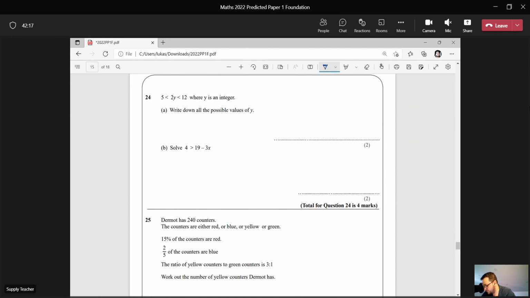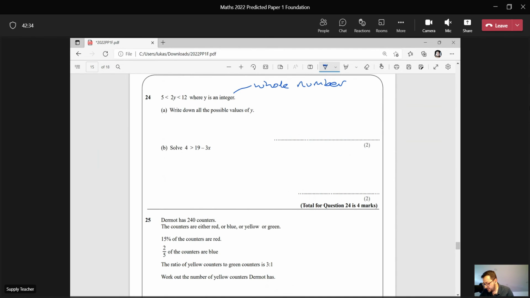So, next question, 24. So we've got 5 is less than 2y is less than 12, where y is an integer. So an integer is a whole number. That's a good word to learn if you don't know it. A says write down all the possible values of y.